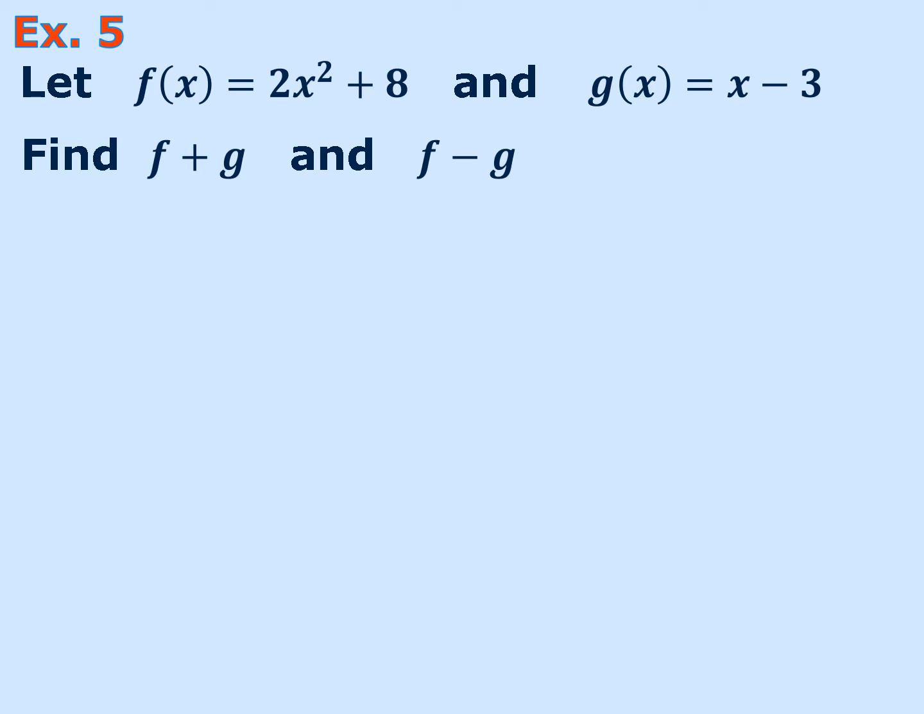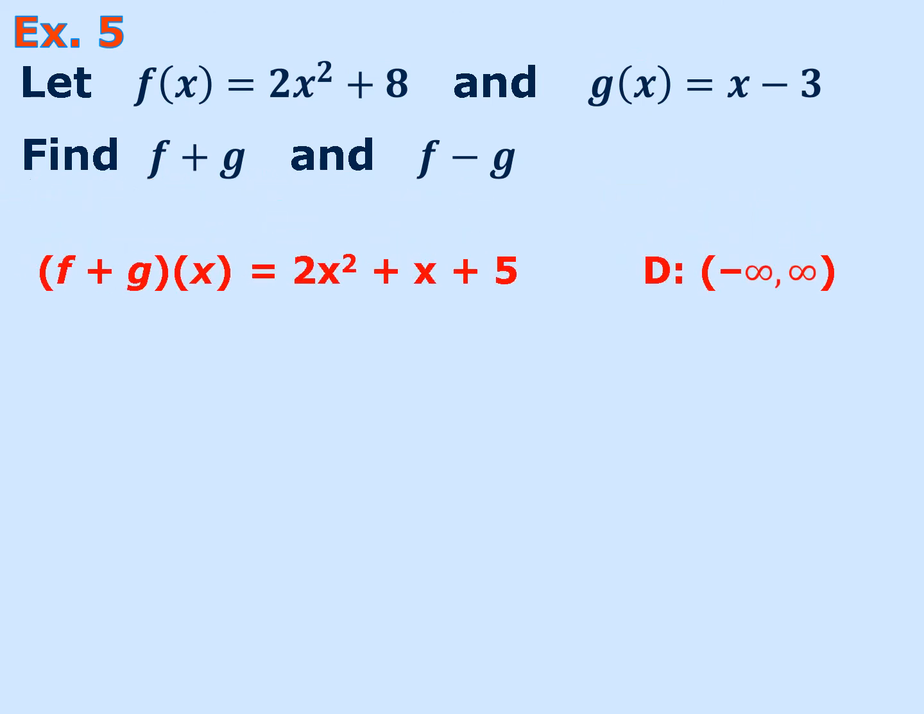All right, welcome back. Let's look at this. F plus g of x, when I simply add the two functions, I get 2x squared plus x minus 5. And it's a quadratic, and your domain is always all real numbers. So your domain is negative infinity to infinity.